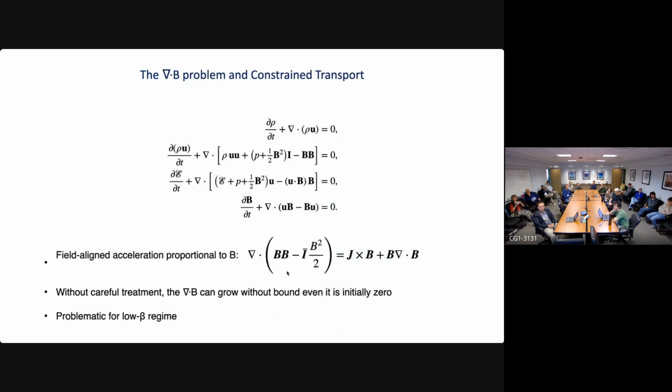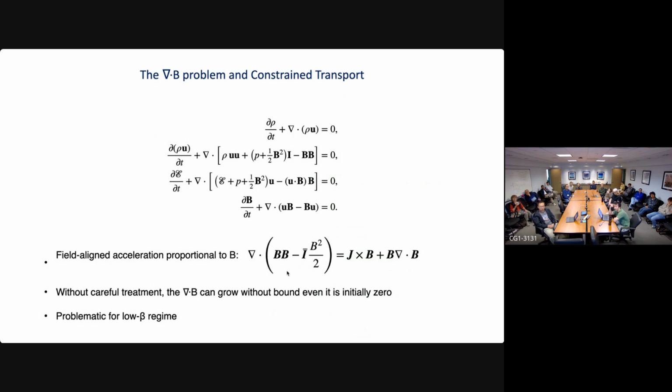Yeah, so the way we solve the equation is very important and actually affects the solution quite a lot. One well-known issue for solving the MHD equations is the div-B problem. Without special care, you cannot guarantee that div-B is 0 all the time.